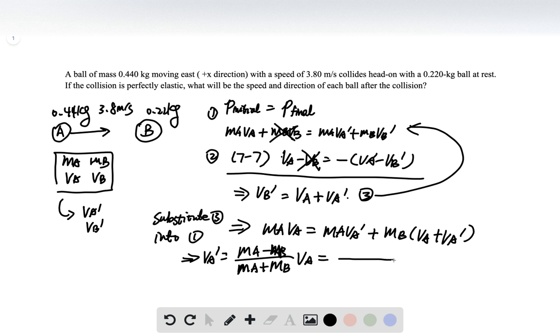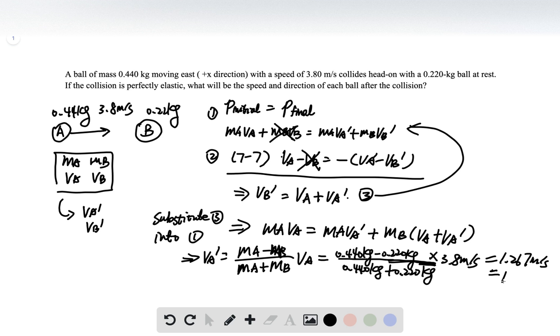Now I'm plugging in the numbers: MA minus MB is 0.440 kilogram minus 0.220 kilogram, over 0.440 kilogram plus 0.220 kilogram, and this whole thing times VA, which is 3.8 meters per second. That gives us 1.27 meters per second, and because we only have three significant figures, we round it to 1.27 meters per second. This is a positive number, meaning A is still moving this way after the collision, so it is moving east.